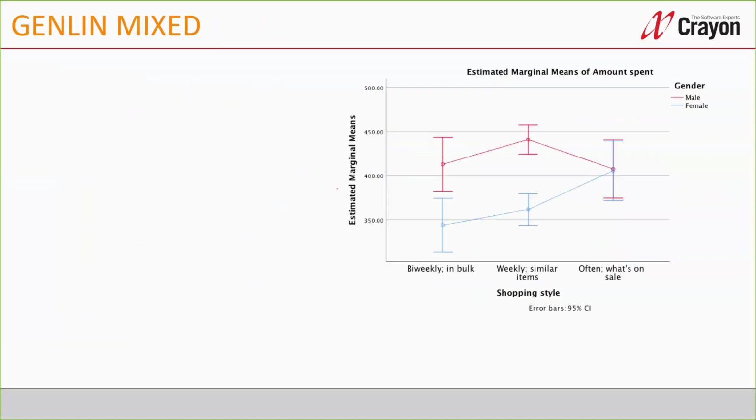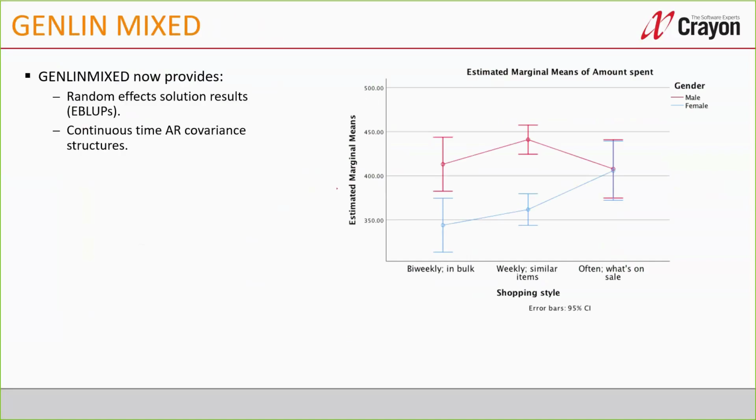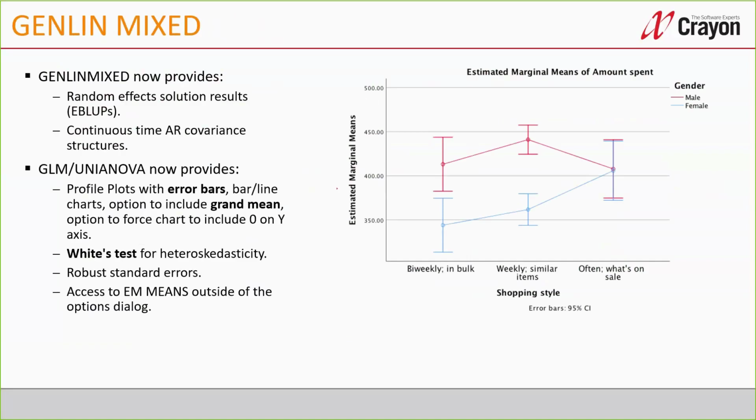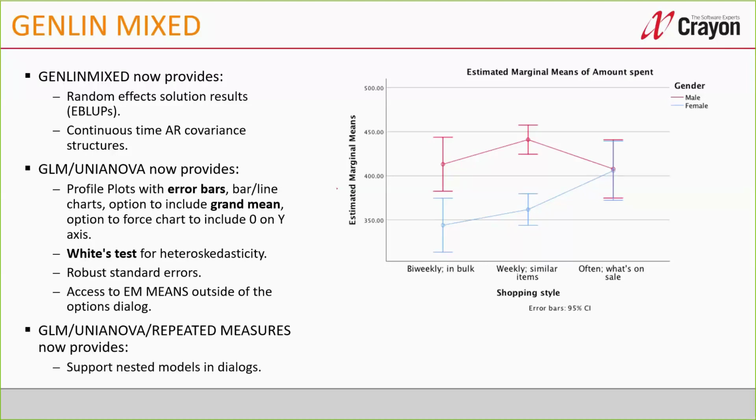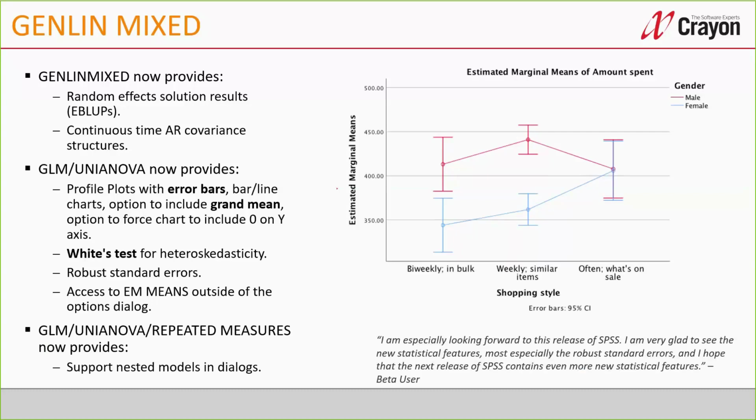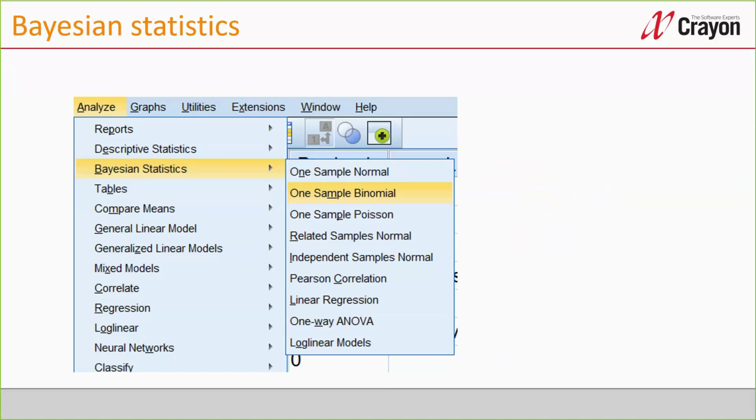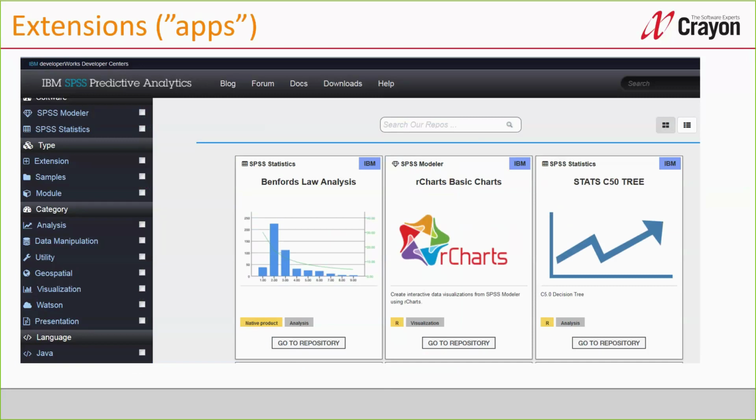We have some like random effect and time covariates that is new. And if you're working with GLM and ANOVA, you can now get some extra features like, for example, error plot that many has asked about. And if you're working with repeated ANOVA, there is a nested models also supported. And then we have Bayesian Statistics, and that's something that has been very popular lately and is popular in data science area. And then I really like this new library of extra applications.